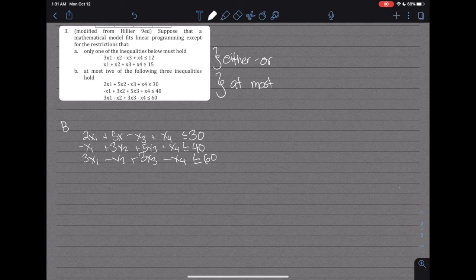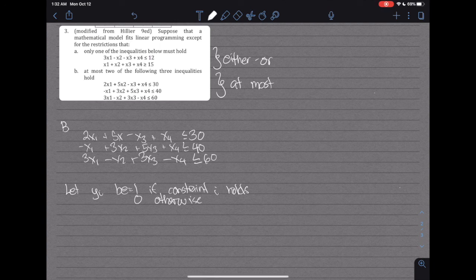We model it quite differently. In example A, the condition is dependent on the other constraint. In this case, each constraint is technically independent of the others, but at most two of the three inequalities must hold. So what we will do is introduce a binary variable: let yi be equal to 1 if constraint i holds, 0 otherwise.